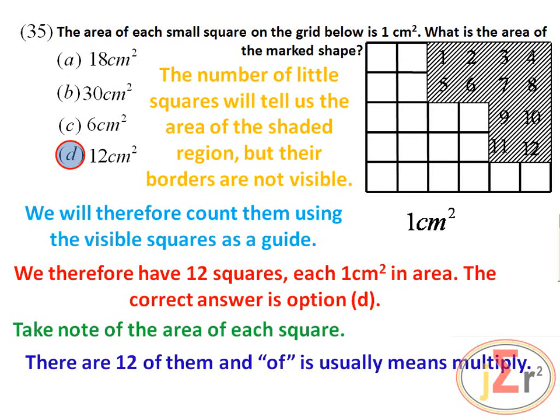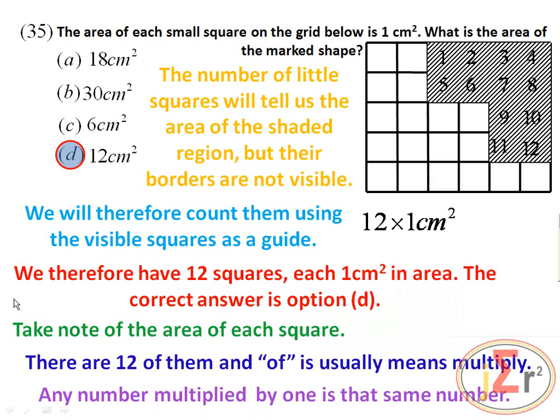So in order to tell the area of the region, we multiply the area of each square by the number of squares. And what's the number of squares, Jerry? 12. So we have 12 squares. So 12 ones. 12. Right. When we multiply by 1, the answer is the same as the number that we are multiplying. Any number multiplied by 1 is equal to that same number. So we multiply 12 by 1 and we get 12. So the result is 12 centimeters squared. And that is represented by? Option D. Very nice.